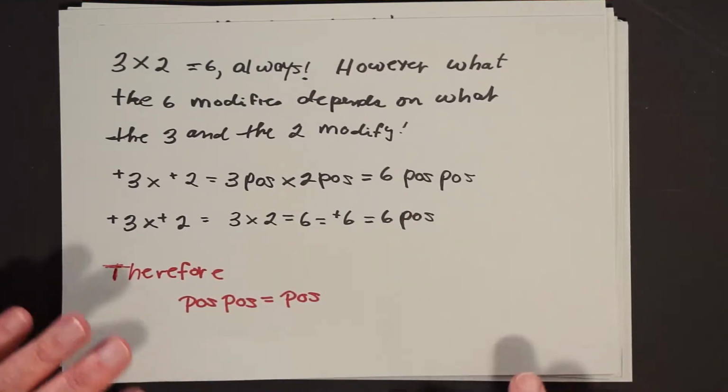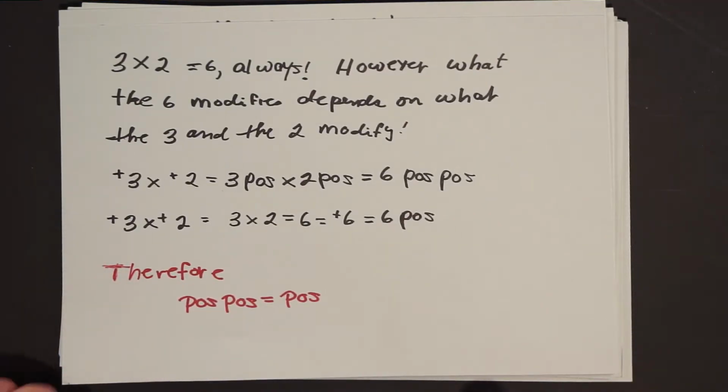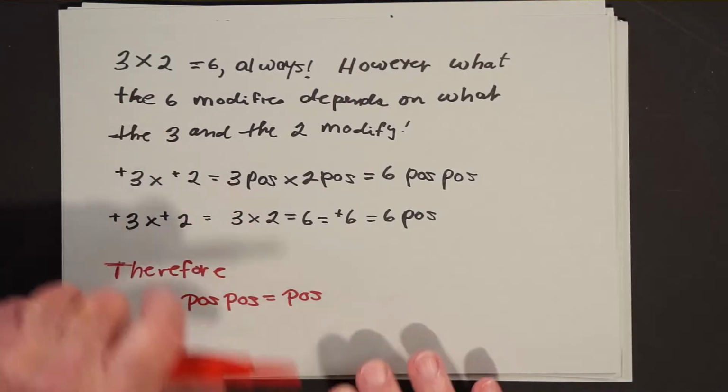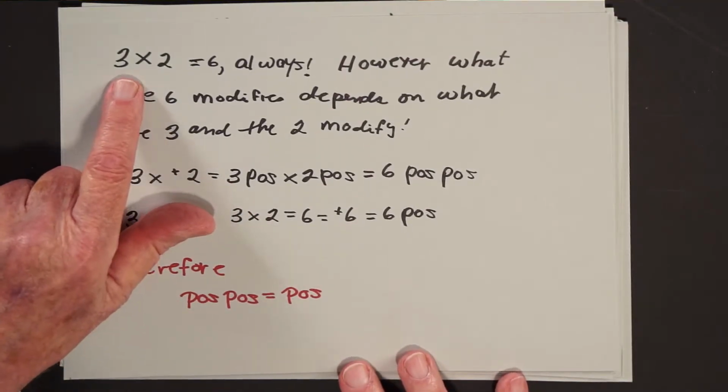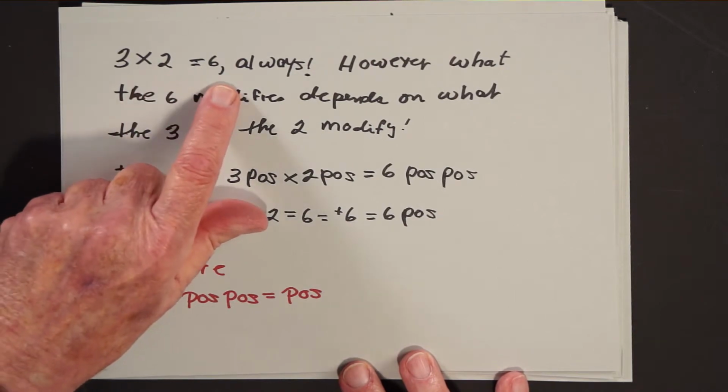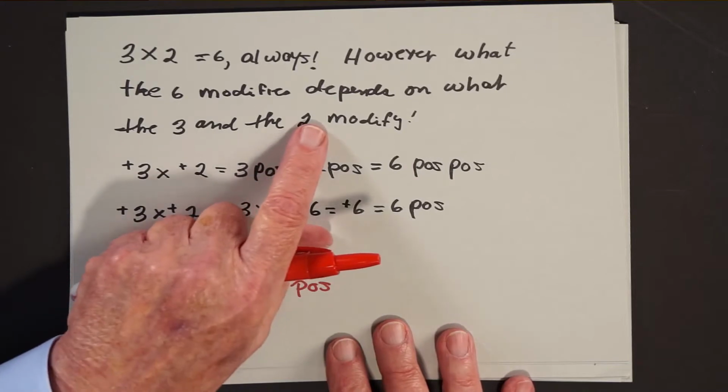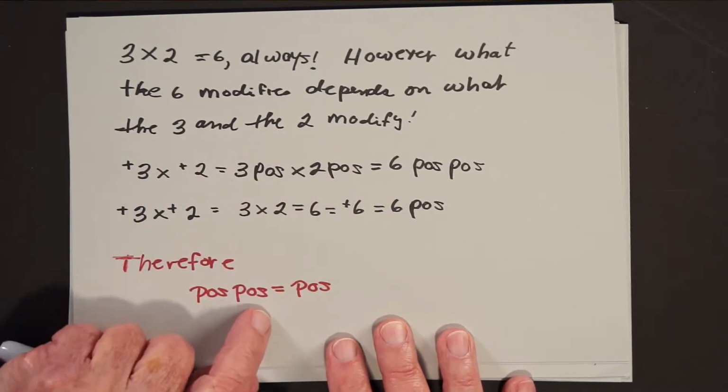Now, let me show you the power of the adjective noun theme. If some of these methods seemed a little bit cumbersome to you and made it seem like you'd want to memorize these things, that's exactly what I wanted to happen. Because I want to show you how simple it is, even though it may not be intuitive. That's why these other methods would be nice to check that you actually do get the same result. But here's the thing. In other words, 3 times 2 as adjectives is always 6, never changes. However, what the 6 modifies depends on what the 3 and the 2 modify.